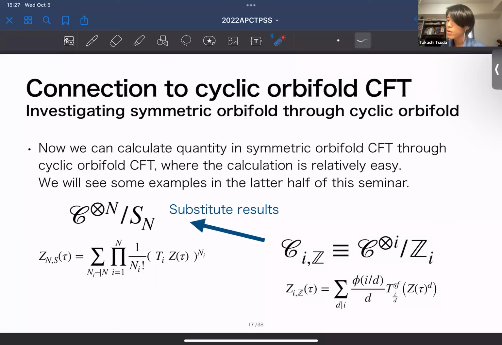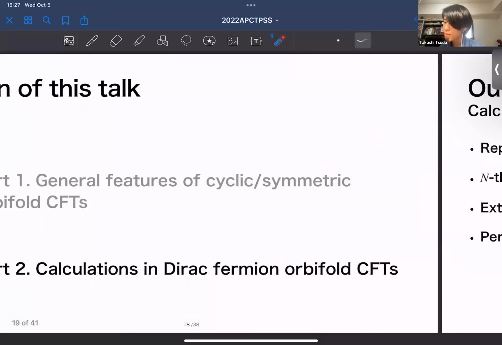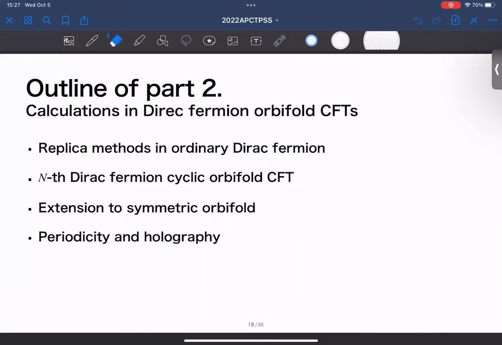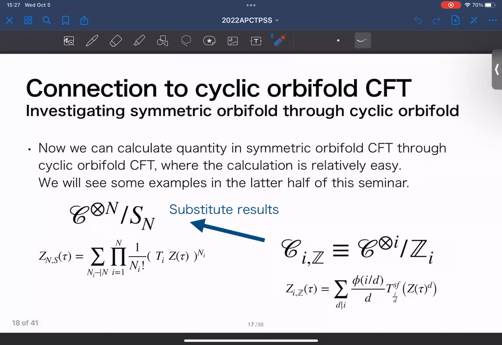Okay, so let's move on to part 2. So, question. Let me try to understand this part. So any symmetric orbifold can be recast in terms of GN orbifold. Is this the claim? Yes. But although I think you showed many things, so how is it possible? Sorry for this.